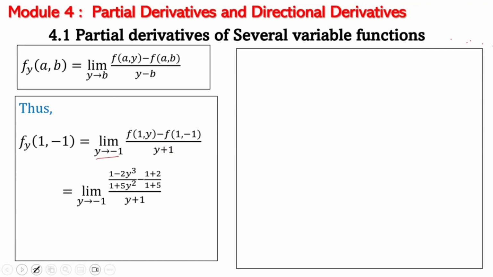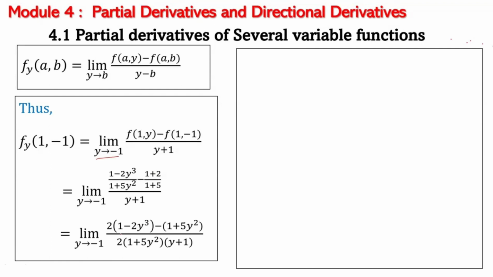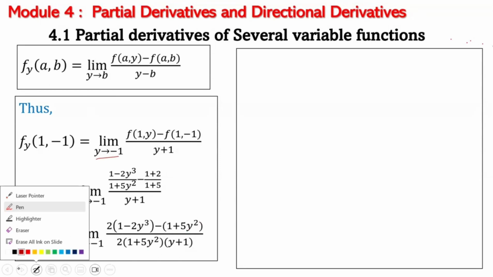Then we systematically solve it. In f, just replace x by 1 and y as it is. So you will get (1 - 2y^3) over (1 + 5y^2), and then f(1,-1) will become (1 + 2) over (1 + 5). That means it is 3 over 6, so 1 over 2. And then we further simplify it. You will get it in this form: 2(1 - 2y^3) minus (1 + 5y^2), and the denominator is like this.